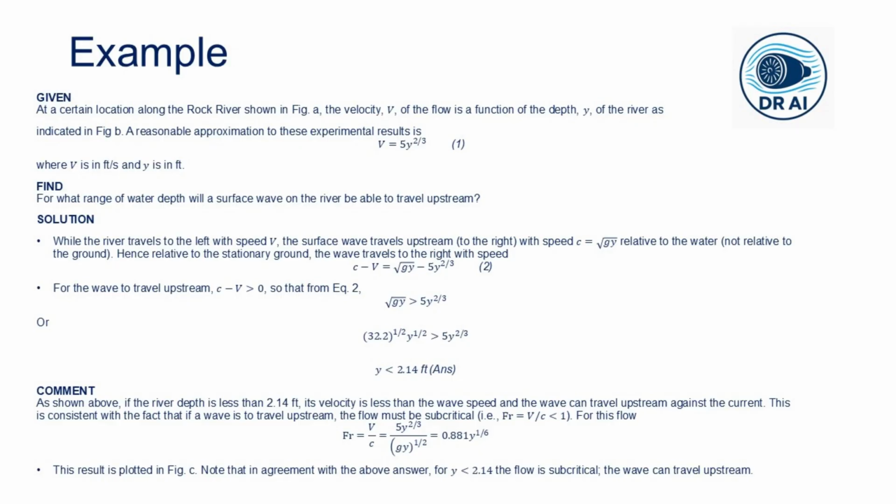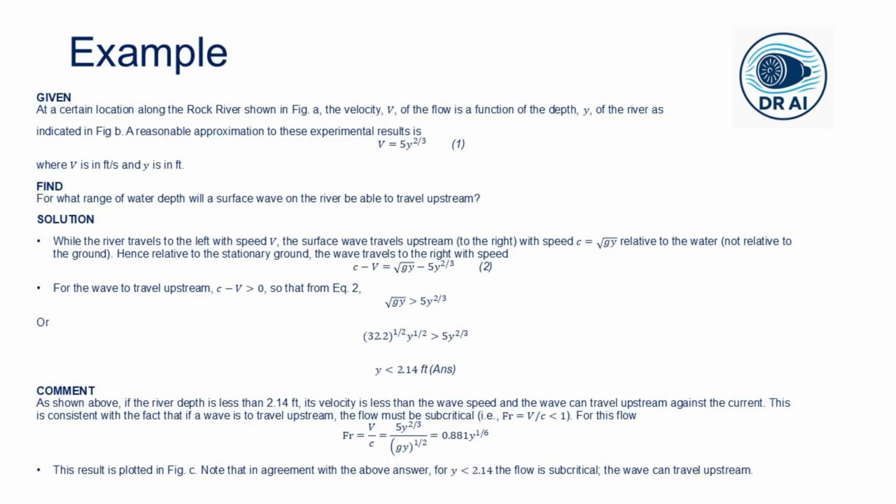So let's plug in the numbers. We want the depth y that satisfies this, so we solve for the critical depth where the square root of g y equals 5 multiplied by y raised to the power 2/3. By squaring, rearranging, and cubing on both sides, we get the final critical depth y_c equal to 2.14 feet.